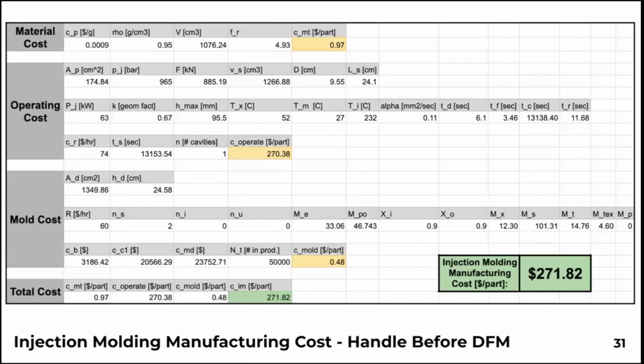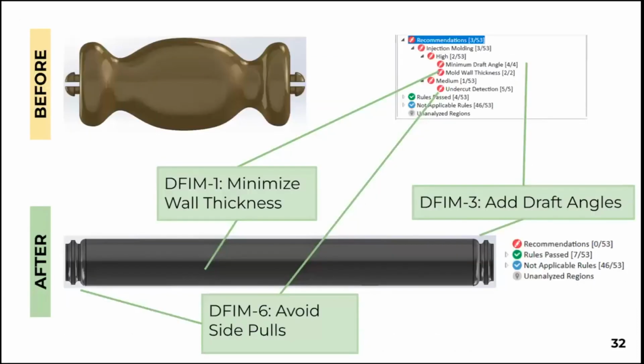Cost estimation for injection molding the handle was then conducted. The cost per part ended up being over $271, with the majority of the cost coming from the operating cost. This is in large part due to the handle diameter being nearly 4 inches, causing the cooling time to be over 3.5 hours. Following DfM guidelines and the suggestions from DfM Pro, the diameter of the handle was lowered to 1 inch and the shape was simplified to a cylinder.